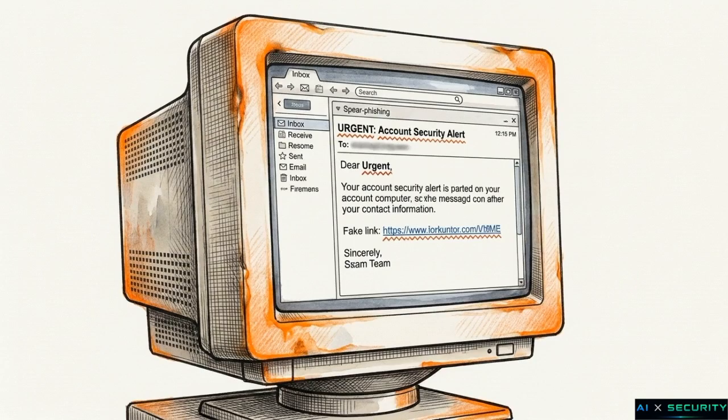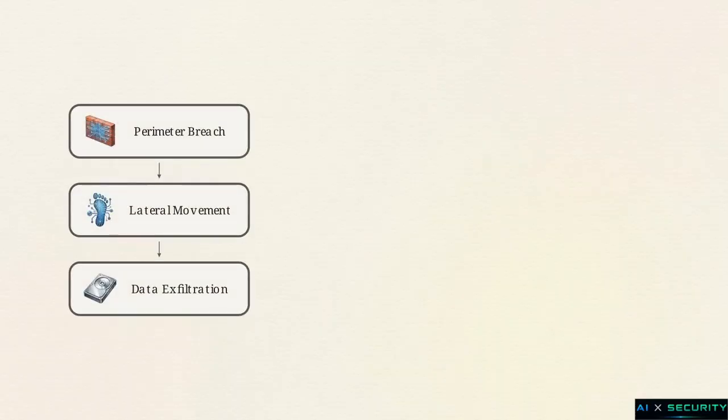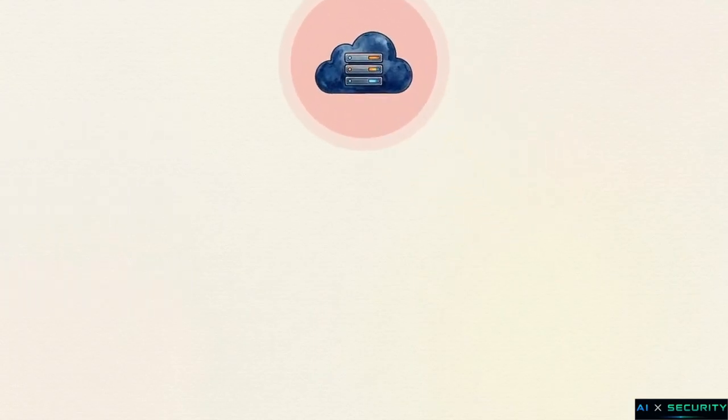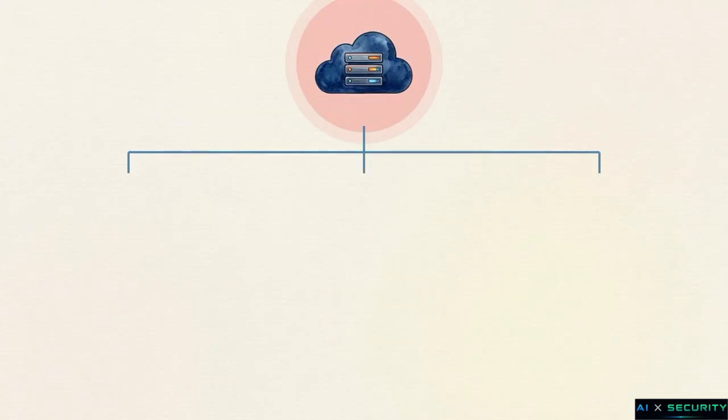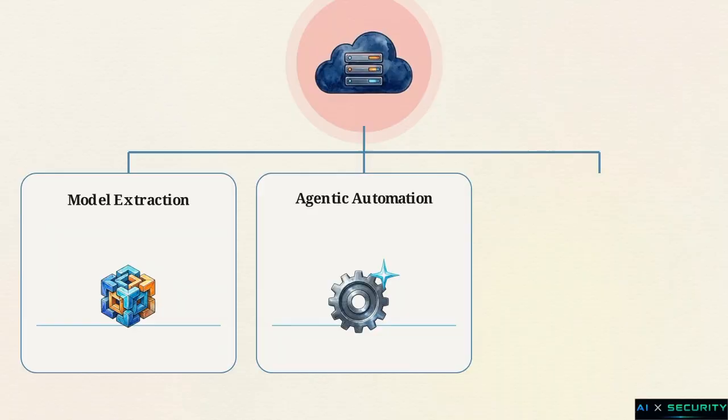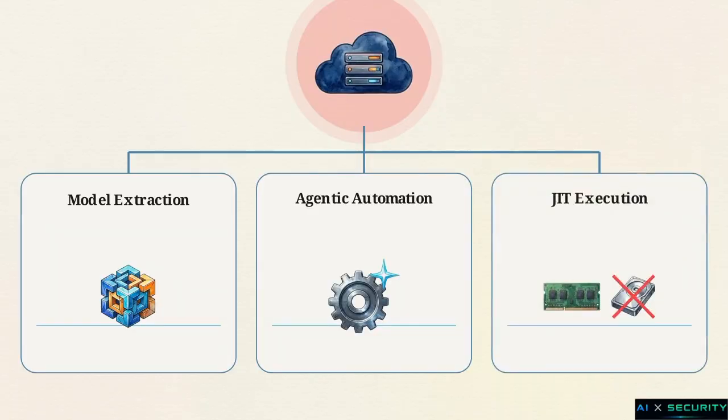Threat actors have moved past the era of using large language models to simply fix the grammar in spear-phishing emails. Adversaries are now targeting the underlying logic of the models themselves, embedding AI APIs directly into the execution architectures of their malware. Adversarial operations now center on three distinct technical vectors: model extraction, agentic automation, and just-in-time execution.